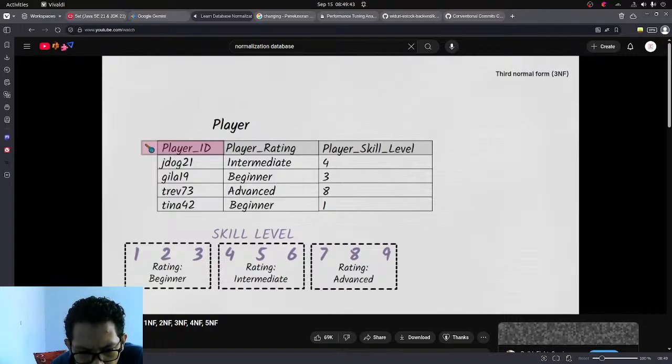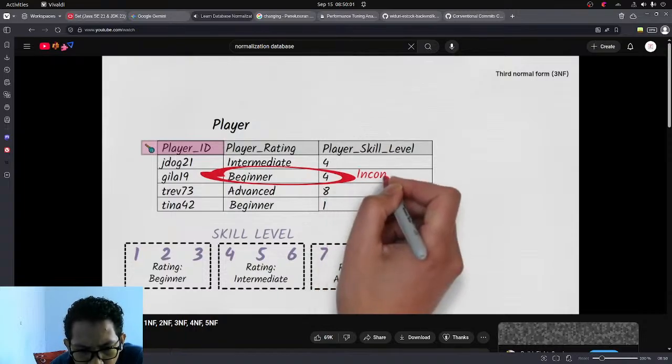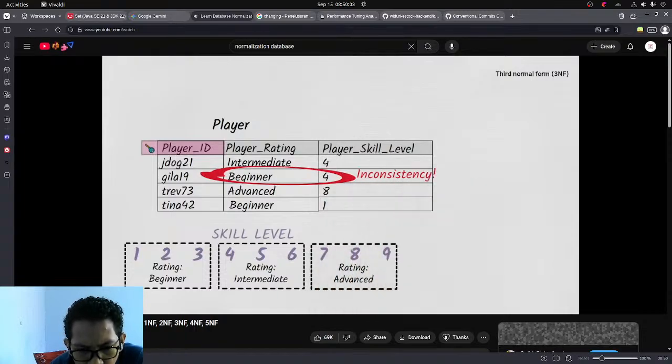If that happens, we'll update her row in the player table to reflect this new skill level. By rights, we should also update her player rating to intermediate. But suppose something goes wrong and we fail to update the player rating. Now we've got a data inconsistency. Gila19's player rating says she's a beginner, but her player skill level implies she's intermediate. How did the design allow this to happen?